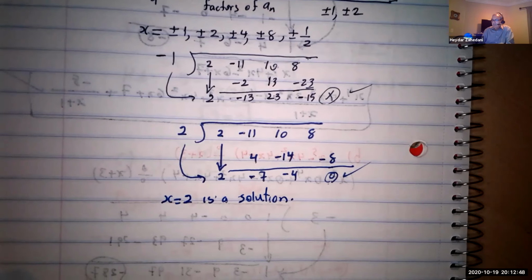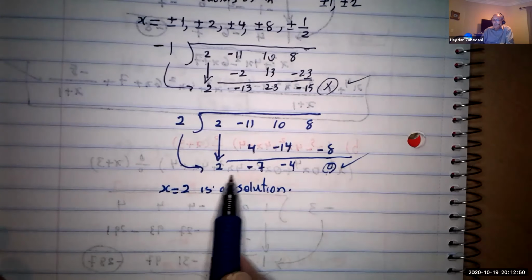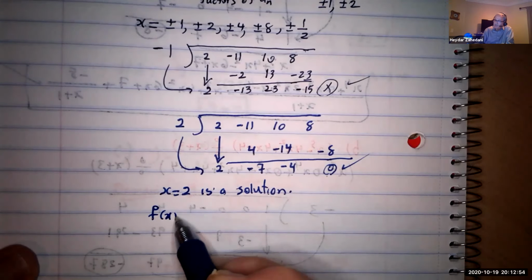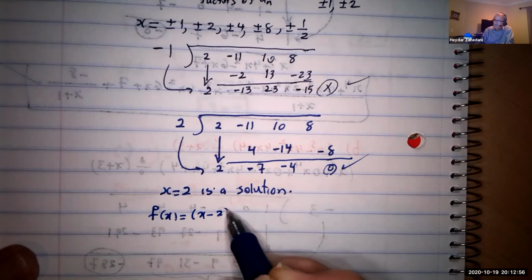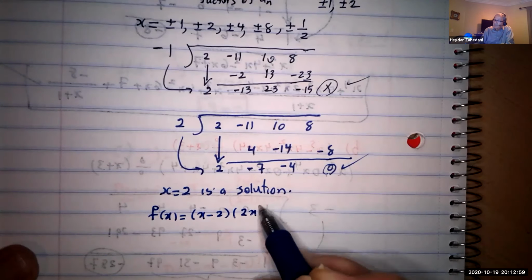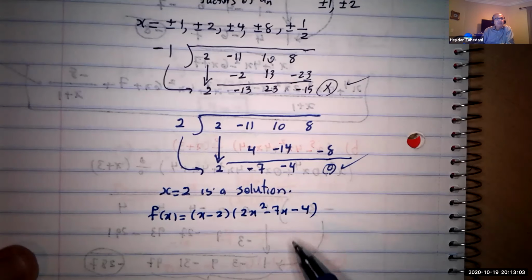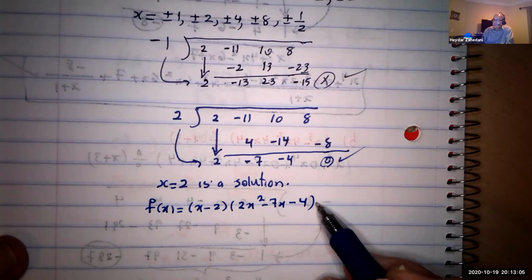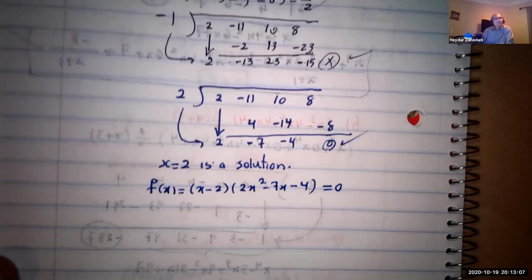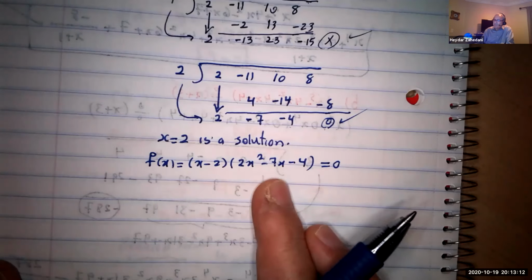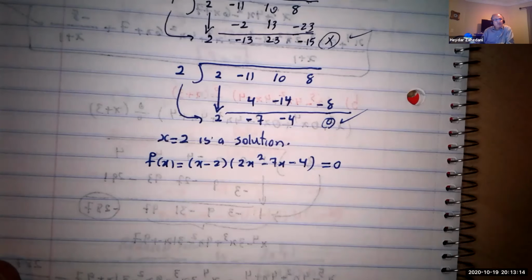You know that x minus 2 is a factor, and then you can use this. So this means your f of x is going to be equal to x minus 2 as a factor times 2x squared minus 7x minus 4. You set this equal to 0 and continue. The leftover is 2x squared minus 7x minus 4. You can factor it, or you can use the quadratic formula to find your solutions.